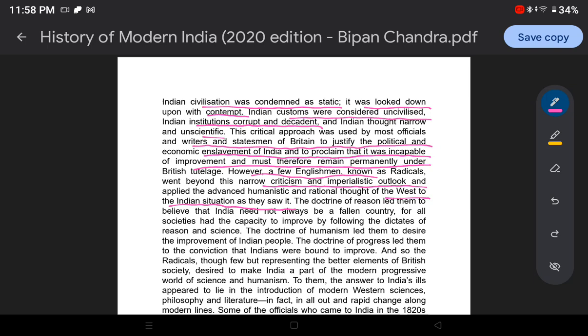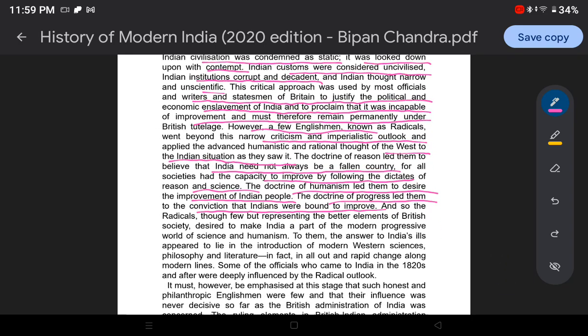The doctrine of reason led them to believe that India need not always be a fallen country, for all societies had the capacity to improve by following the dictates of reason and science. The doctrine of humanism led them to desire the improvement of Indian people. The doctrine of progress led them to the conviction that Indians were bound to improve, and so the radicals, though few but representing the better elements of British society, desired to make India a part of the modern progressive world of science and humanism.